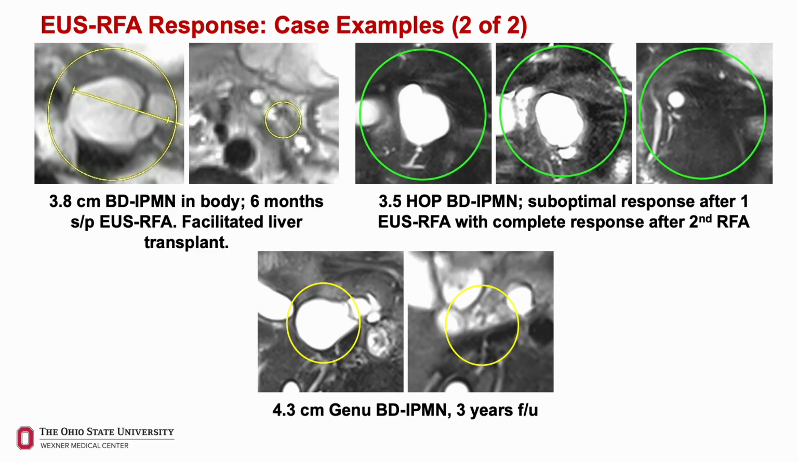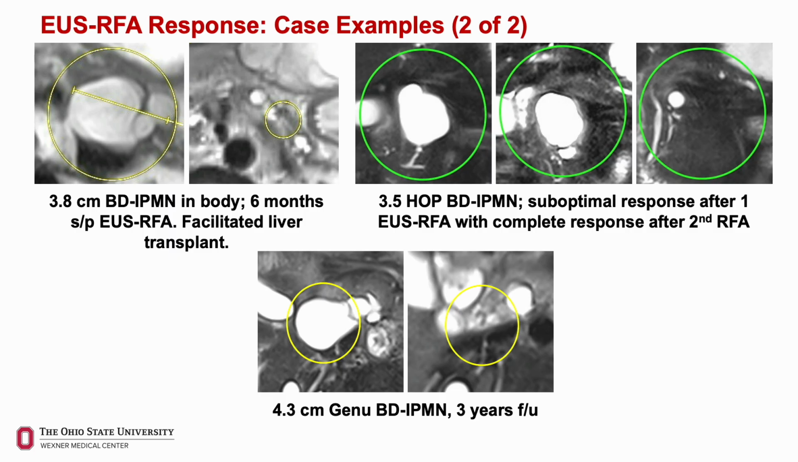So here is another example. This patient will always be etched in my memory because she was declared a non-transplant candidate with liver cirrhosis. And here is a body cyst, nearly 4 centimeters. We ablated, and the patient went back to the transplant board and successfully got a liver transplant.